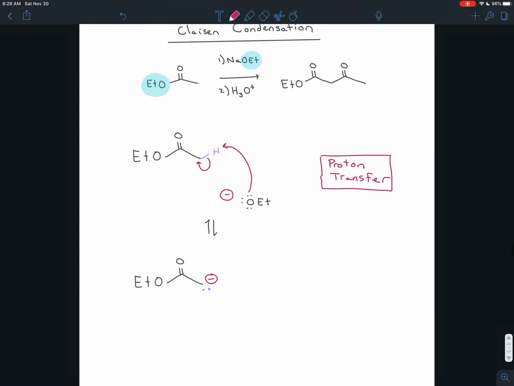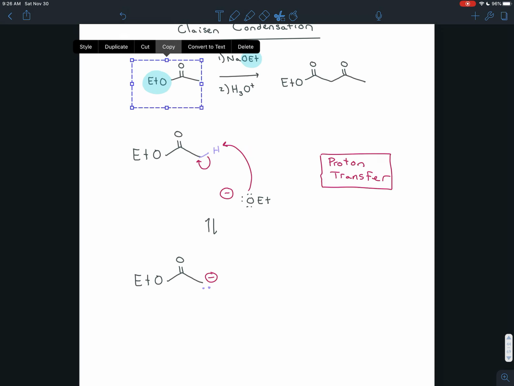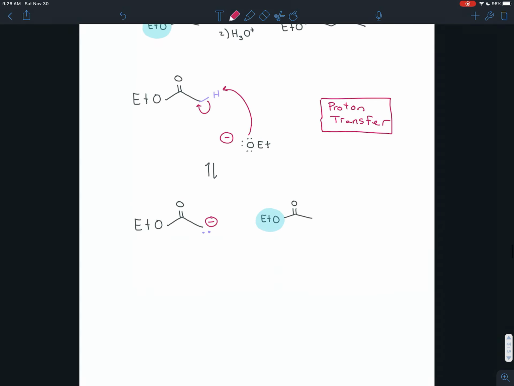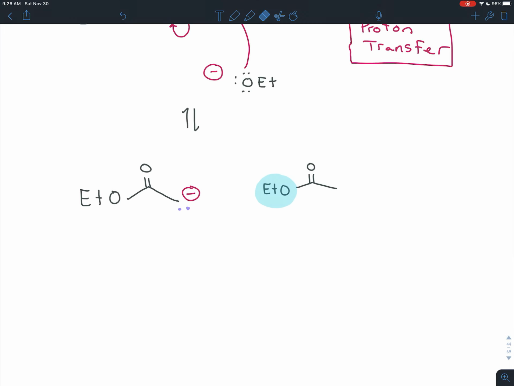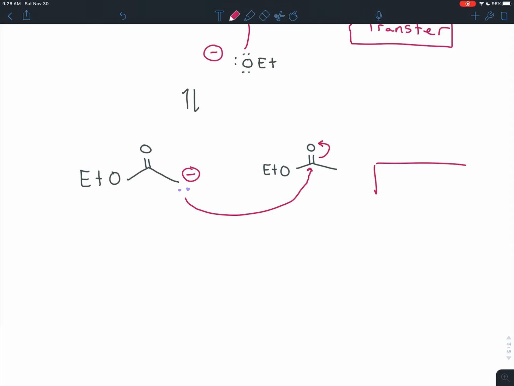Okay, now this is where, so that's so far very standard for this chapter. And all we need now is another molecule of this ester, and we're just going to do a nucleophilic acyl substitution. So from now on, this should look really similar to the carboxylic acid derivative chapter. Our nucleophile comes in, attacks the carbonyl carbon, which is slightly positive. The pi bond breaks, goes onto the oxygen, and we're going to get our famous tetrahedral intermediate.